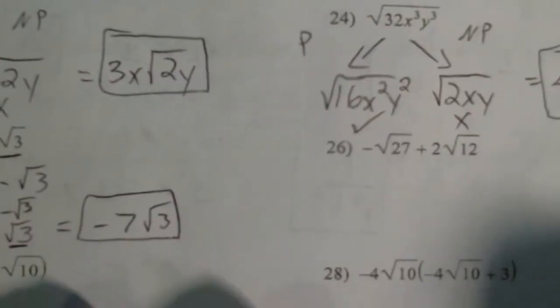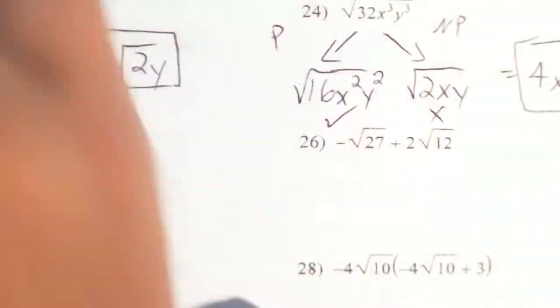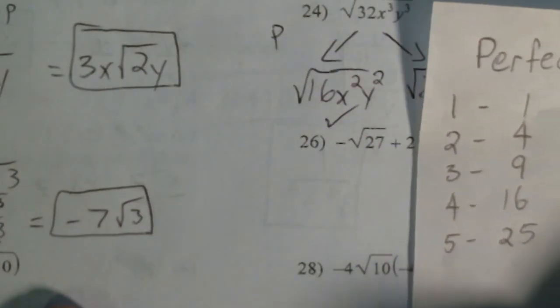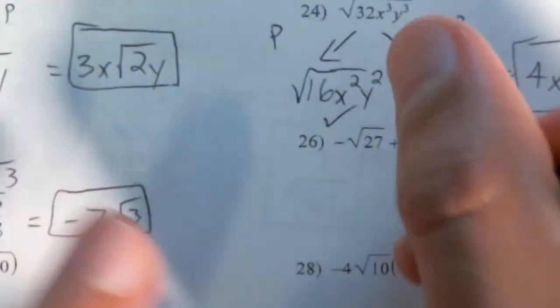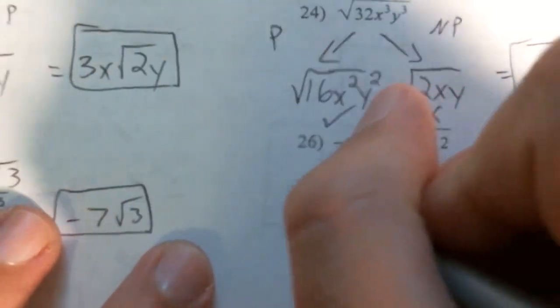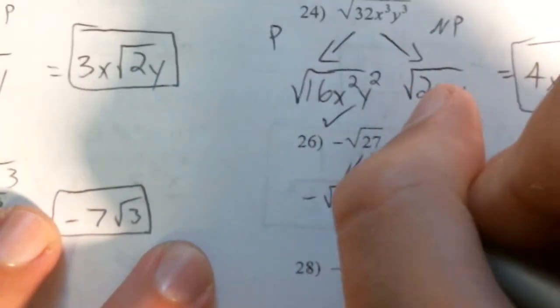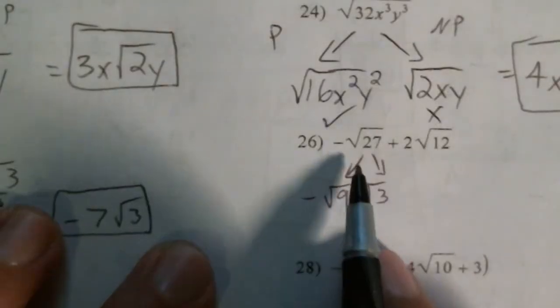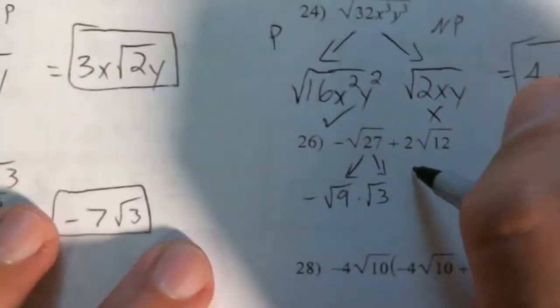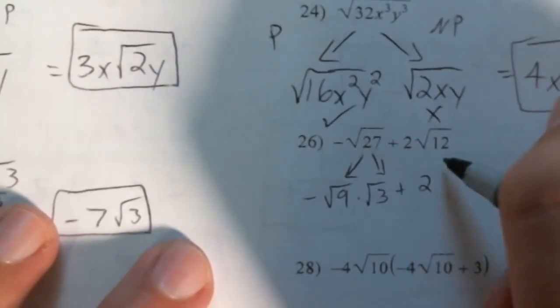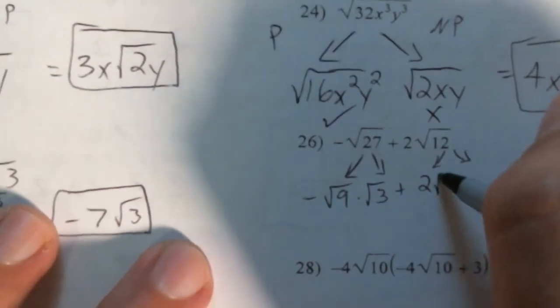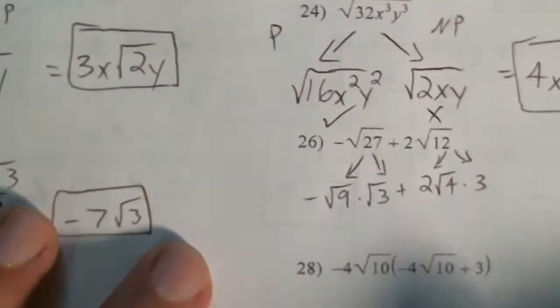Okay, so home stretch. Negative square root of 27. Which of these numbers go into 27? 9. So this breaks down into negative square root of 9 times the square root of 3, because 3 times 9 is 27. Square root of 12, then I have plus 2. This breaks down into square root of 4 times square root of 3. We just did that one.